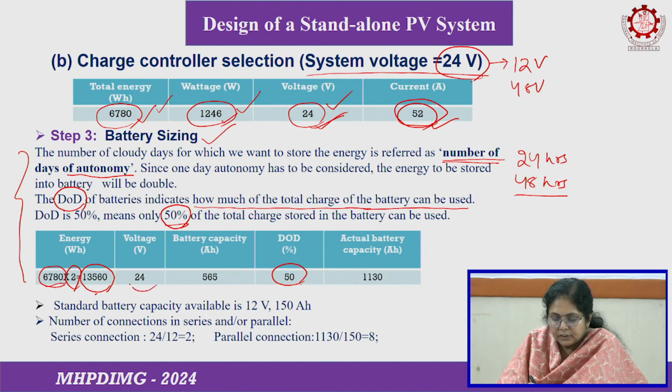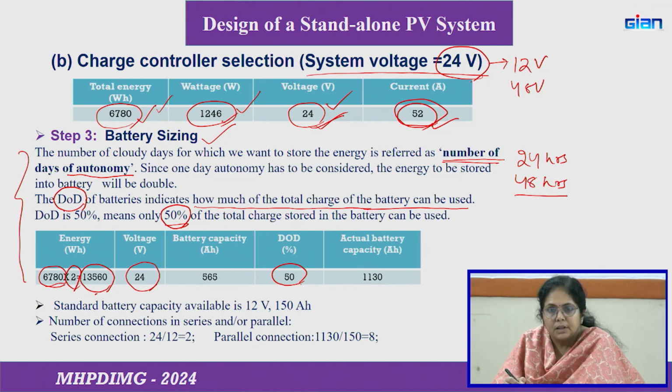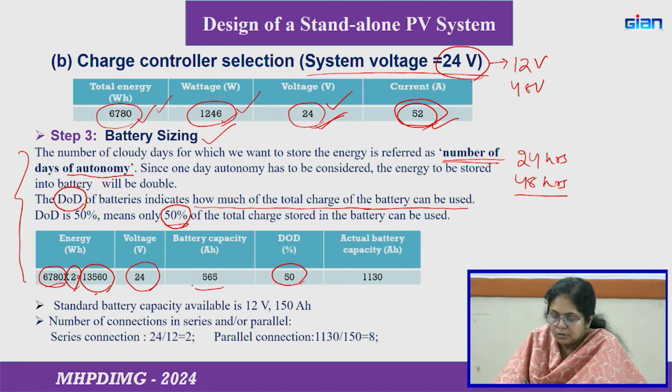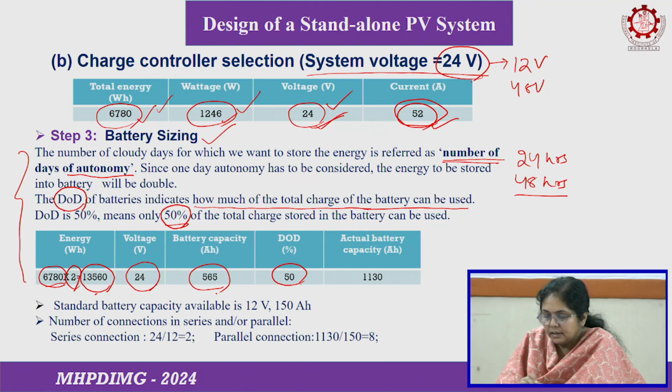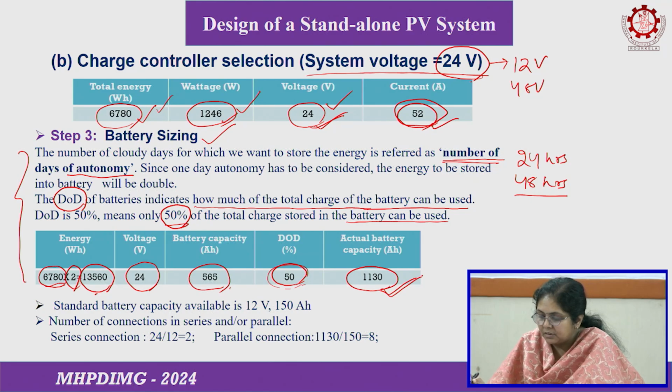And as we have fixed the voltage, again it is mentioned here 24 volt. So, what will be the ampere hour rating of the battery? That watt hour divided by the voltage will give you the ampere hour rating. And again, as you cannot discharge the battery below 50%, considering the DOD of the battery 50%, the actual capacity of the battery should be this 565 ampere hour divided by 0.5, which will give you the actual ampere hour capacity of the battery.